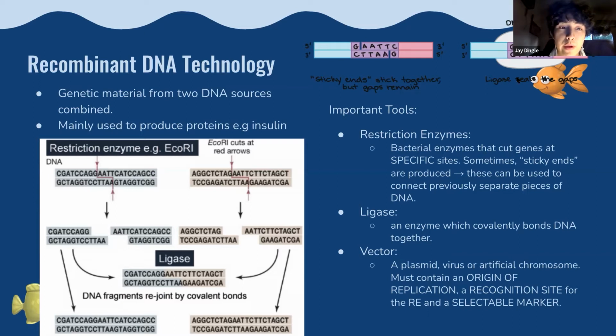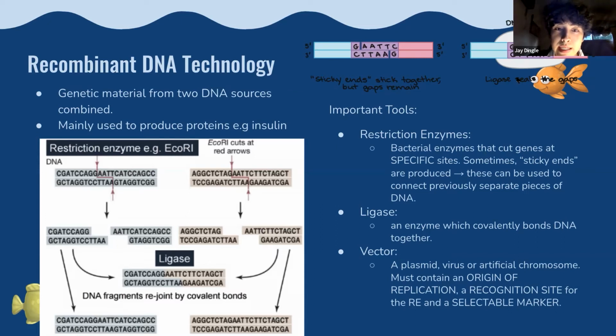So we're going to have a look at some important tools that are used in this technology. And firstly, you have restriction enzymes, which are enzymes that will cut your DNA sequence at specific sites. And more often than not, you'll be left with what we call sticky ends. So if you have a look in this diagram on the left, in the top left, we've got a kind of zigzag red line that produces sticky ends, which are where you get a few unpaired nucleotides at the end of the strand. If we just had a vertical line, that wouldn't be a sticky end.